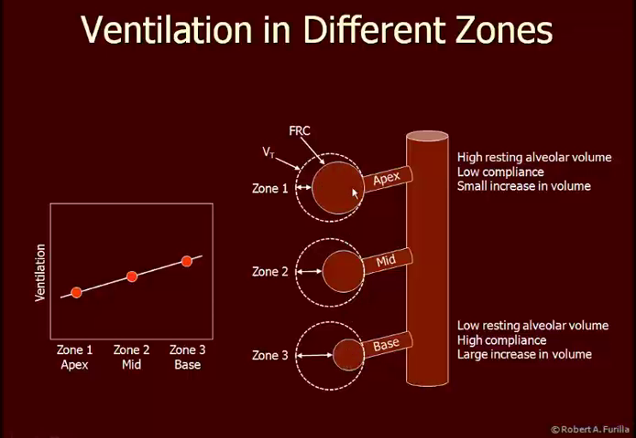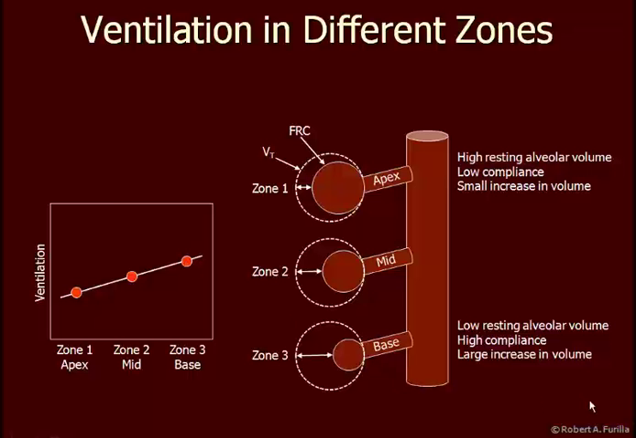This is at FRC. Now we inhale. This is tidal volume. There is a smaller increase in the size of the alveolus, in the volume of the alveolus, in the apex than there is in the base. At the base, we can see a bigger ventilation than in the apex. Here we're looking at ventilation in zone 1, zone 2, and zone 3.